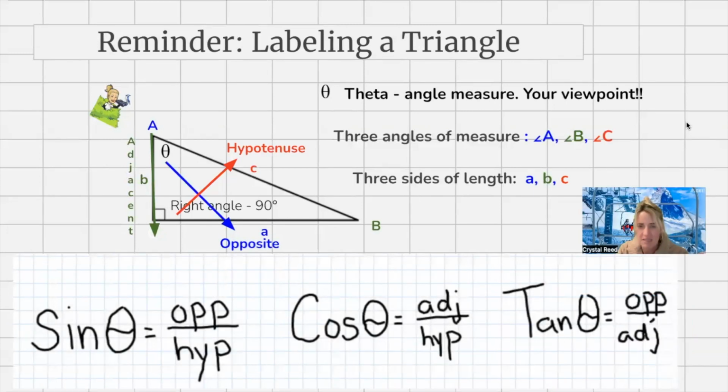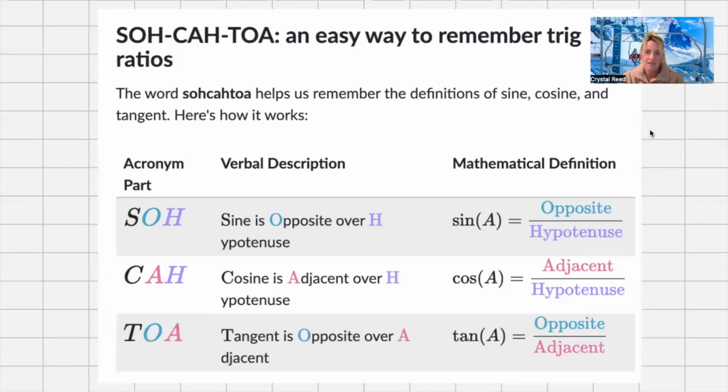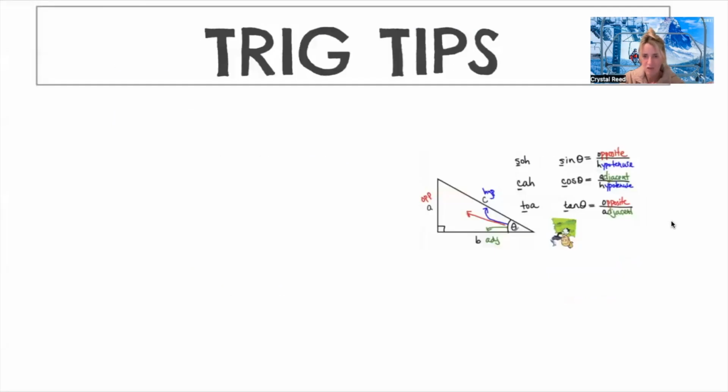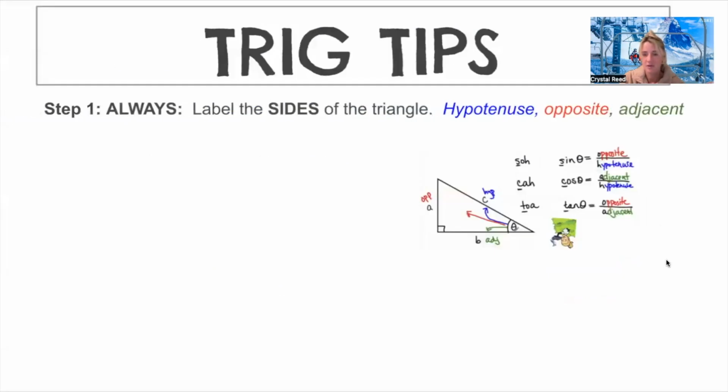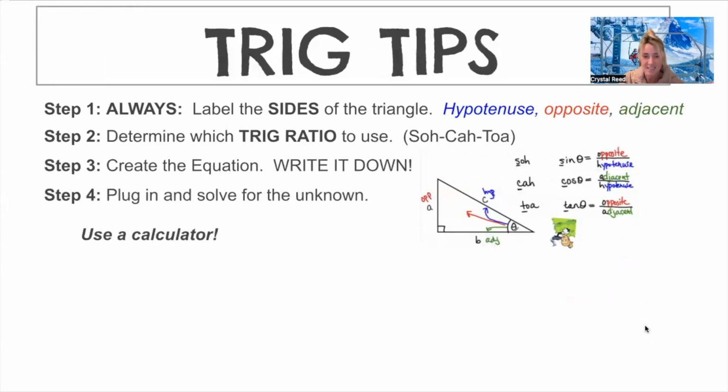Super quick here because this is a bit of review. A reminder also that we used what was called SOHCAHTOA to remember this. So it stands for sine is opposite over hypotenuse, cosine adjacent over hypotenuse, tangent opposite over adjacent. Trig tips. First thing you want to do, label your side lengths, hypotenuse, opposite, then adjacent. Determine which trig ratio you're going to use based off of SOHCAHTOA. Write your equation down. Plug in and solve for the unknown.